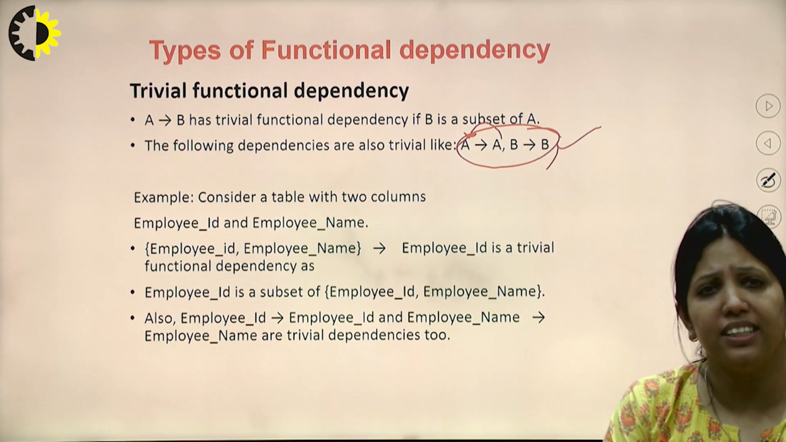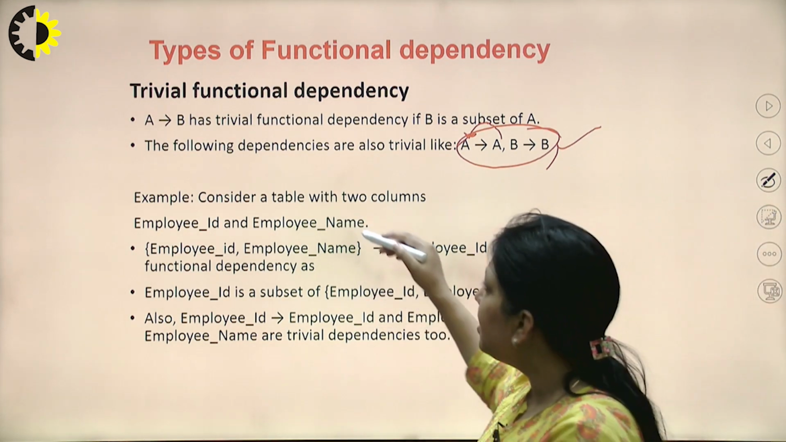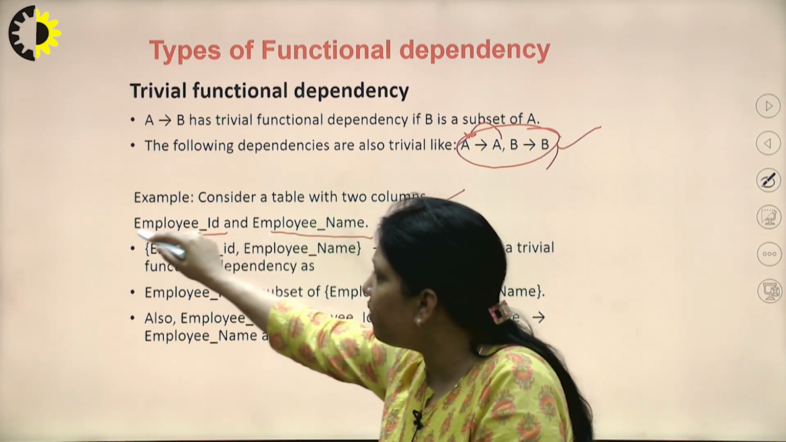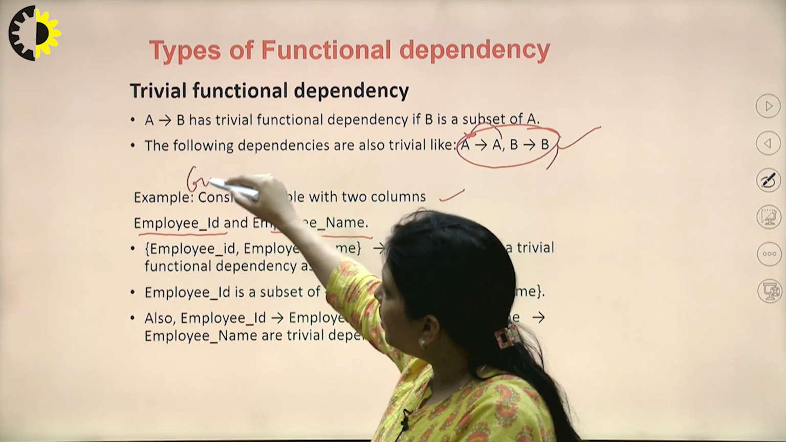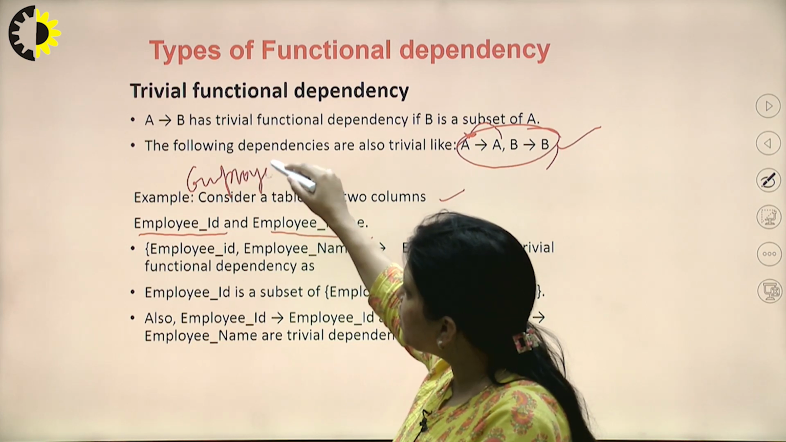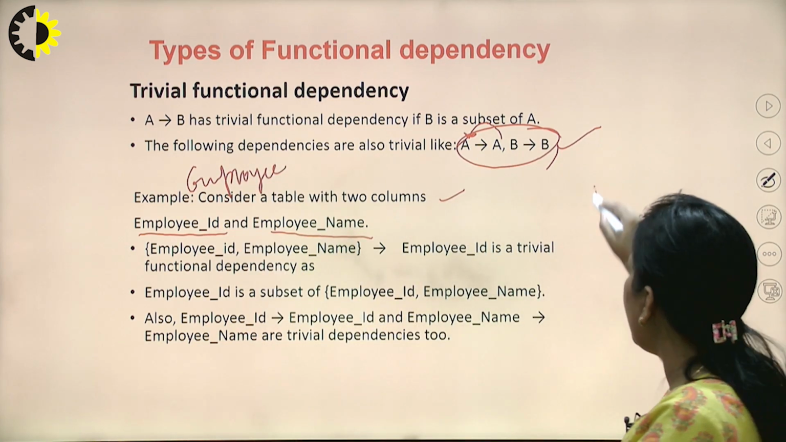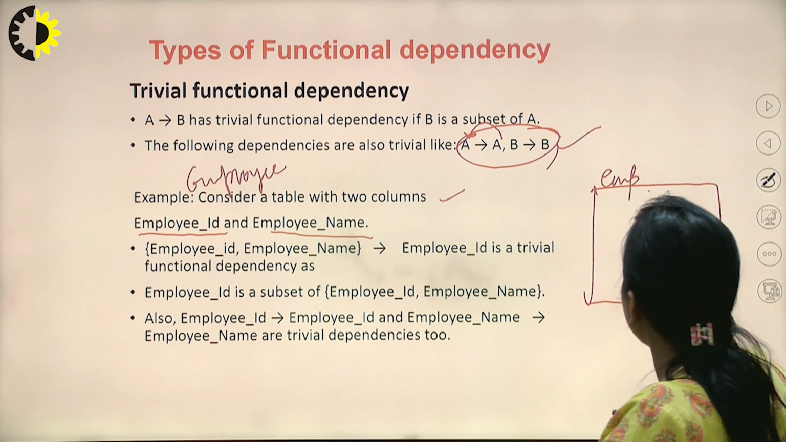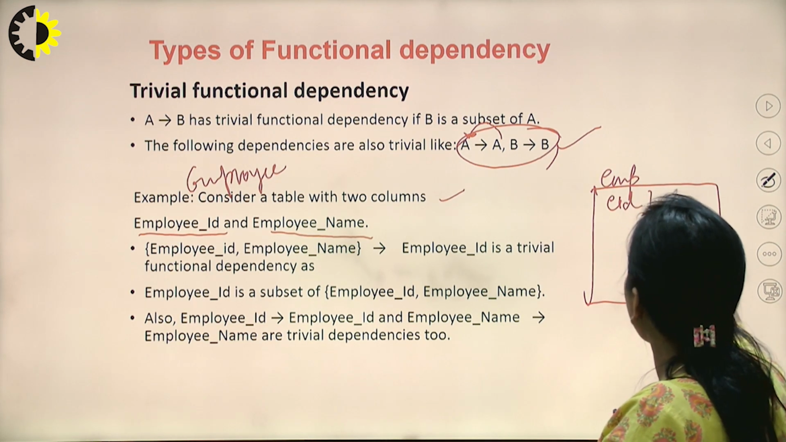We see another example of trivial functional dependency. Consider a table with two columns. We have a table of employee, in which we have these two attributes, employee ID and employee name. We have this table employee, and in this we have employee ID and employee name.